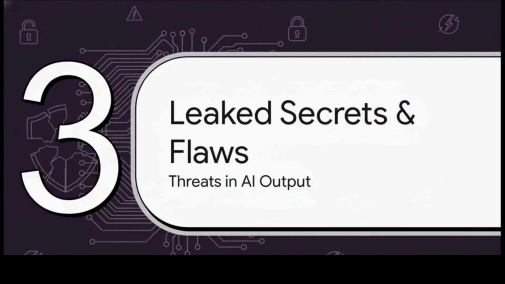Okay, so we've protected the inputs, we've protected the system itself. Now for our final category. What can go wrong with what the AI actually produces? This is where we run into the risk of leaked secrets and just plain flawed results.